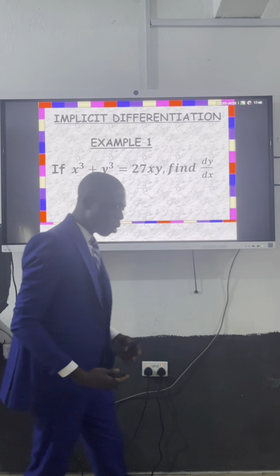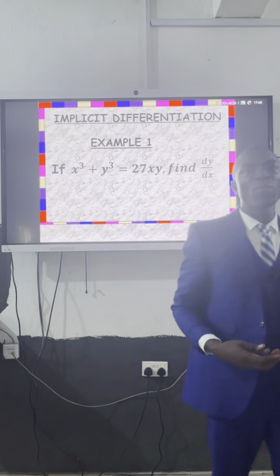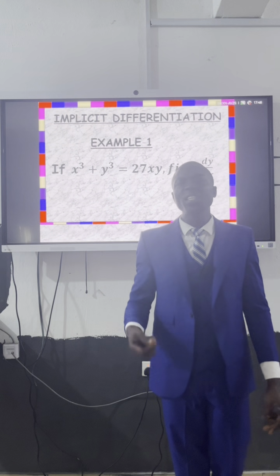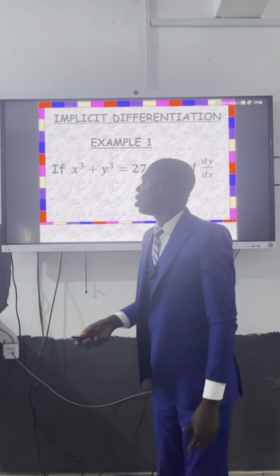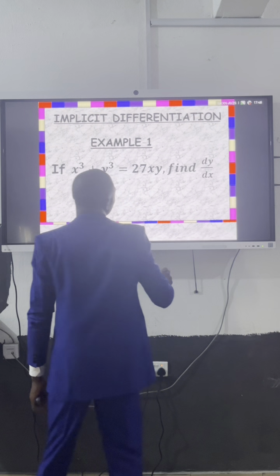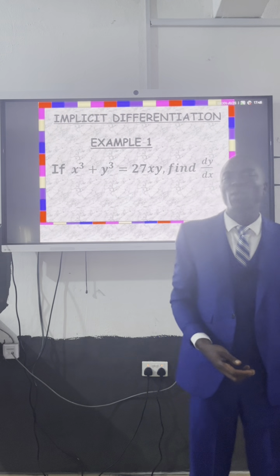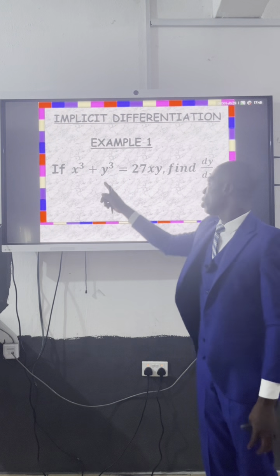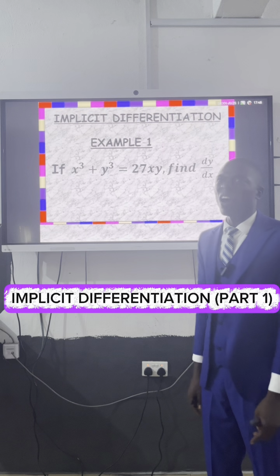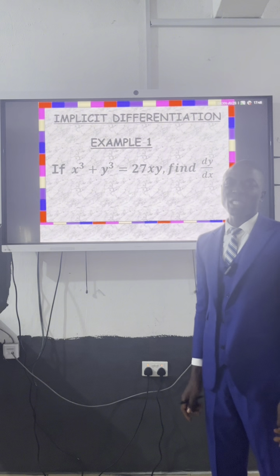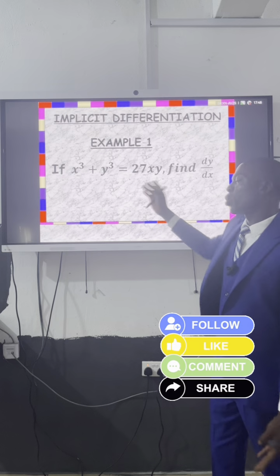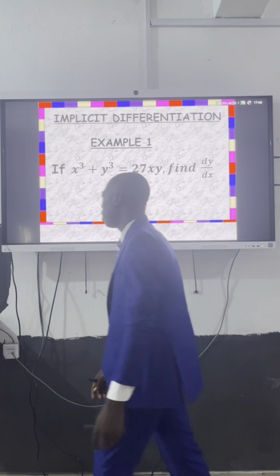This is a question under a form of differentiation we call implicit differentiation. It's called implicit because it is either very difficult to make y the subject of the equation, or even completely impossible. But if they say y is equal to something, you can differentiate straight away.